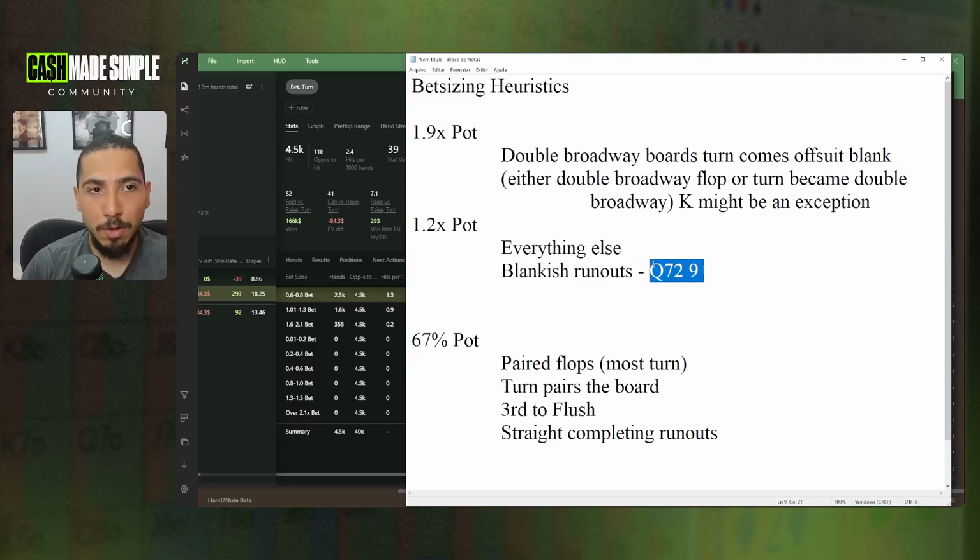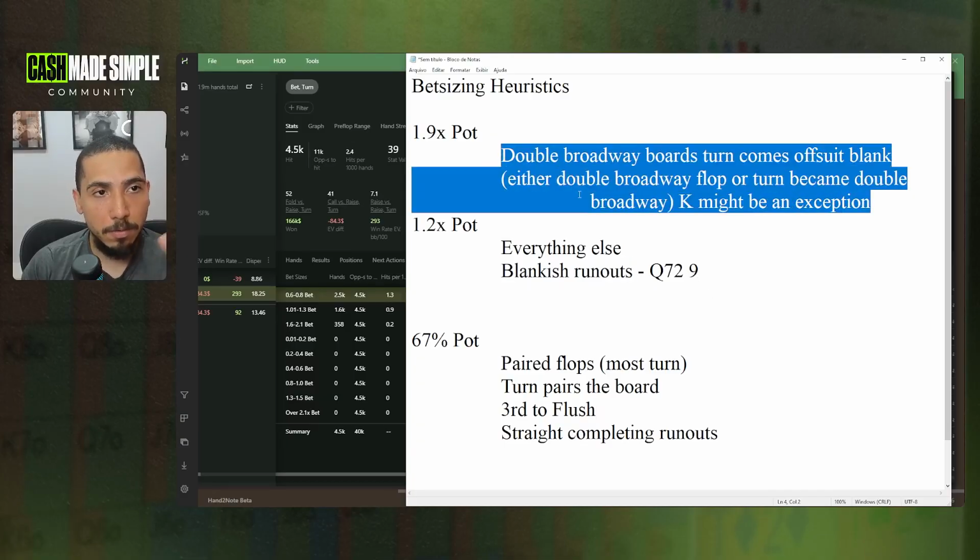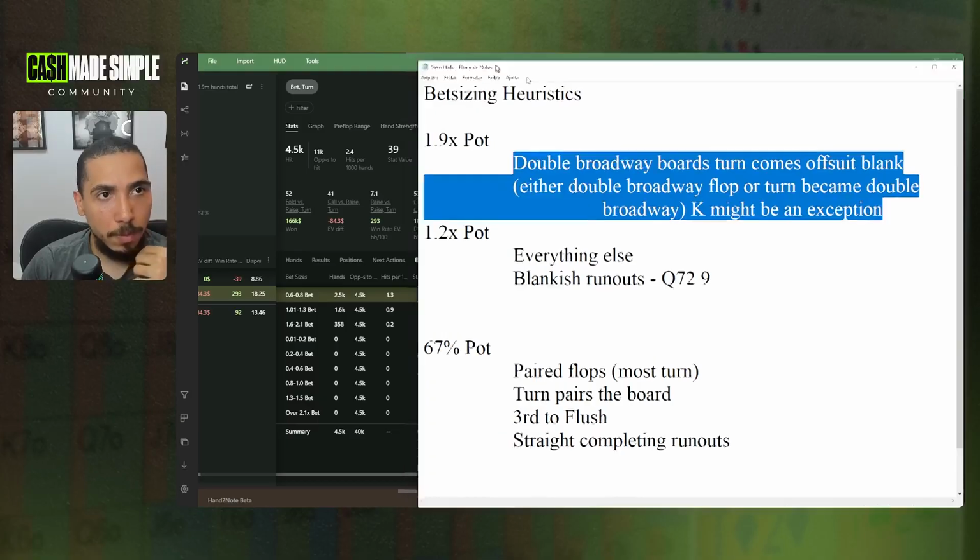We're not super strong to the point that we want to use 2x pot, but it's not a spot where we want to size down because it's not a unique runout that makes our opponent's range super similar to ours in terms of strength. Okay, so basically blankish runouts, we're going to use that. And in these runouts, we're going to use 1.2x pot.